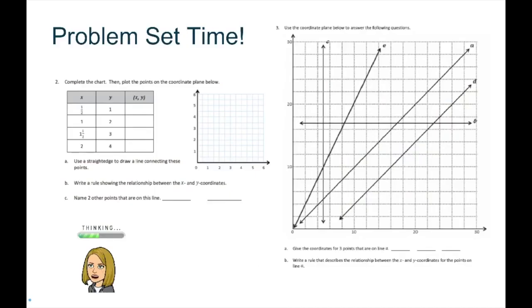It's problem set time. Woo woo, it's time to show what you know. So you're going to turn to your grade 5, module 6, lesson 7 problem set. You're going to complete number 2, letters A, B, and C, as well as number 3, letters A and B. Pause the video, give yourself some time to work on that. Once you have finished, go ahead and press play to resume.